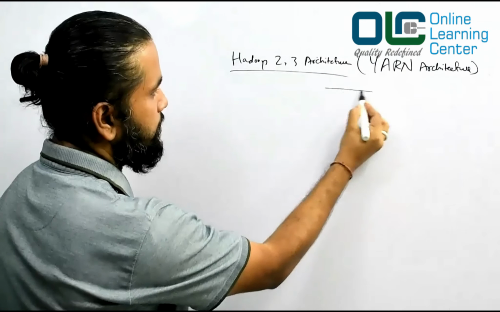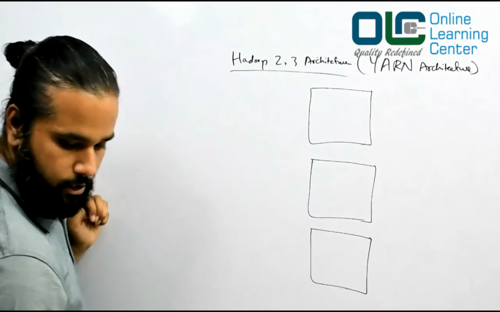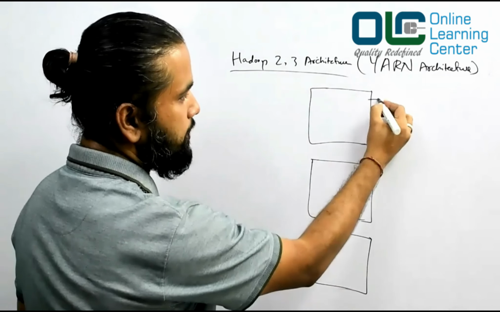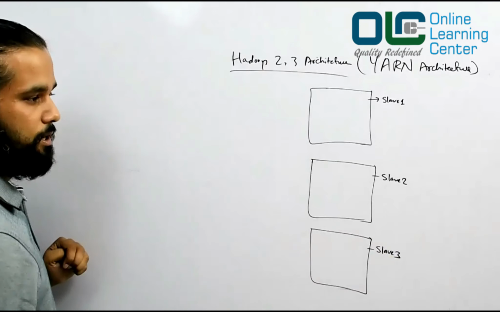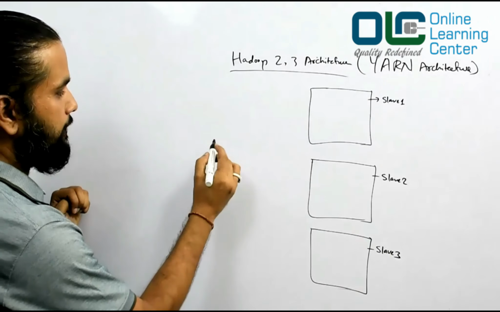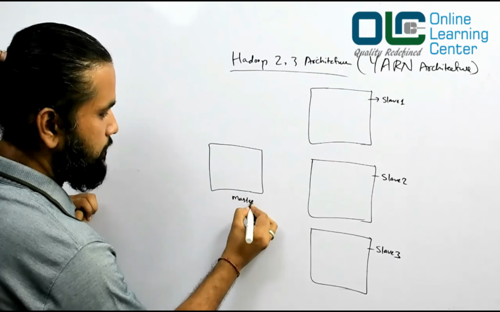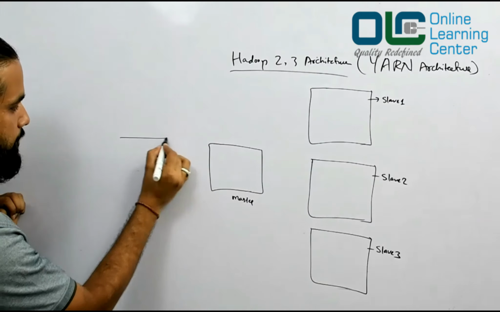I'll create a 3-node cluster, 1, 2, and 3. These are the 3 slave machines. So this is slave 1, slave 2, and slave 3. Then we will have one master here. A master and 3 slaves, and we will have some client here. So this is my client.